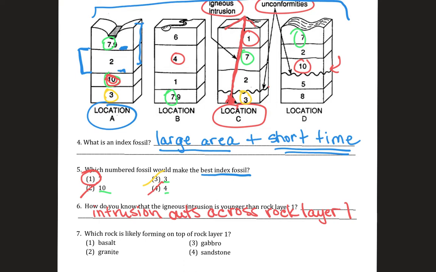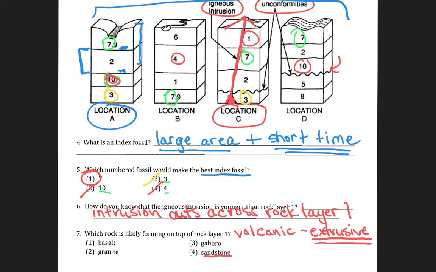All right, number 7. Which rock is likely forming on top of rock layer 1? We said that it was a volcano, and we know that volcanic rocks are also extrusive rocks. Remember that from our igneous rock chart? And so you would have to look at your igneous rock chart and find which rocks in this list are extrusive.